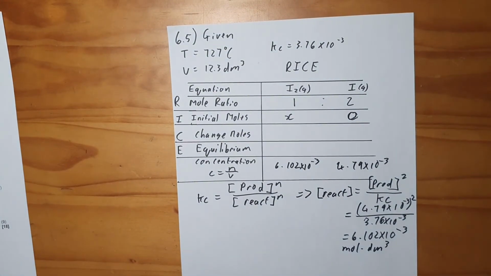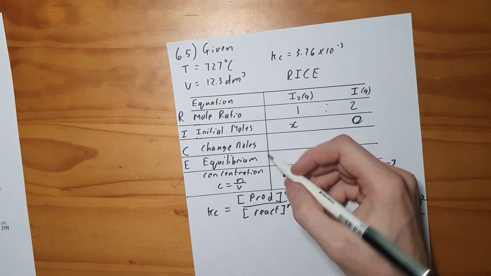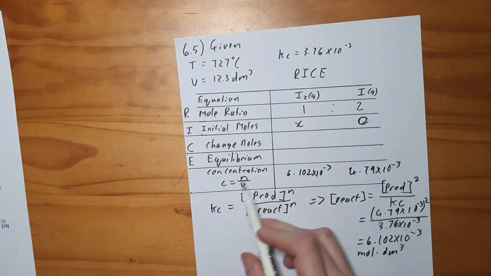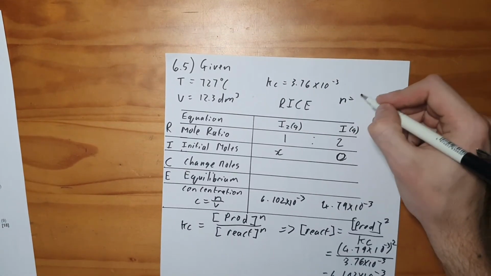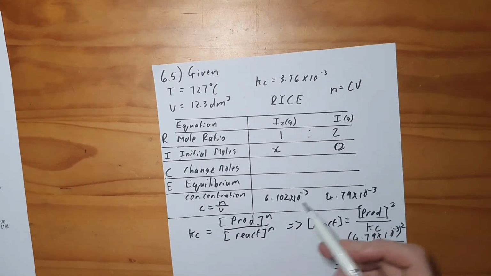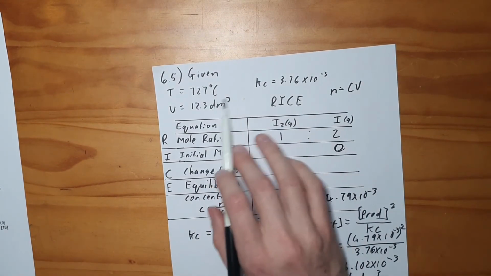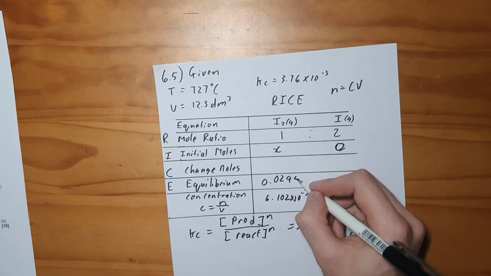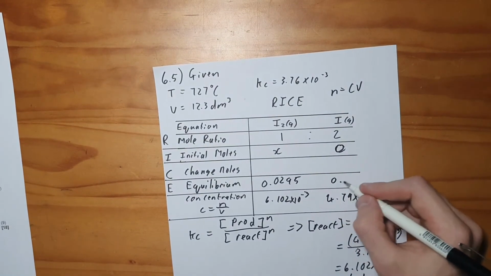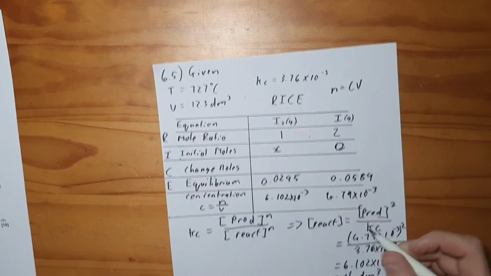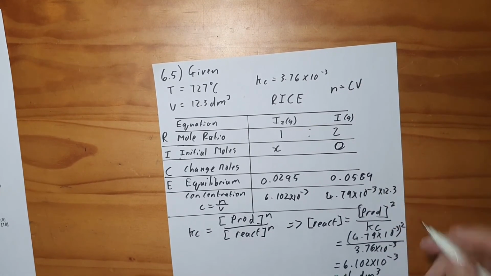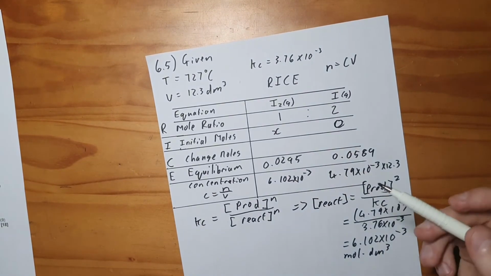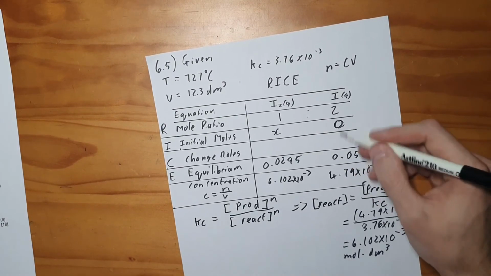Now I need to work backwards. In order to get the next value up here, I need to times everything by the volume that was given. Remember, to get n on its own, n is going to equal c times v. So if I times this by 12.3 decimeters cubed, I'm going to get the following. This will be 0.0295, and this one over here will be 0.0589. That was by timesing this by 12.3. Now I need to work out the change. So the change is going to come in over here. The change is going to be the same.